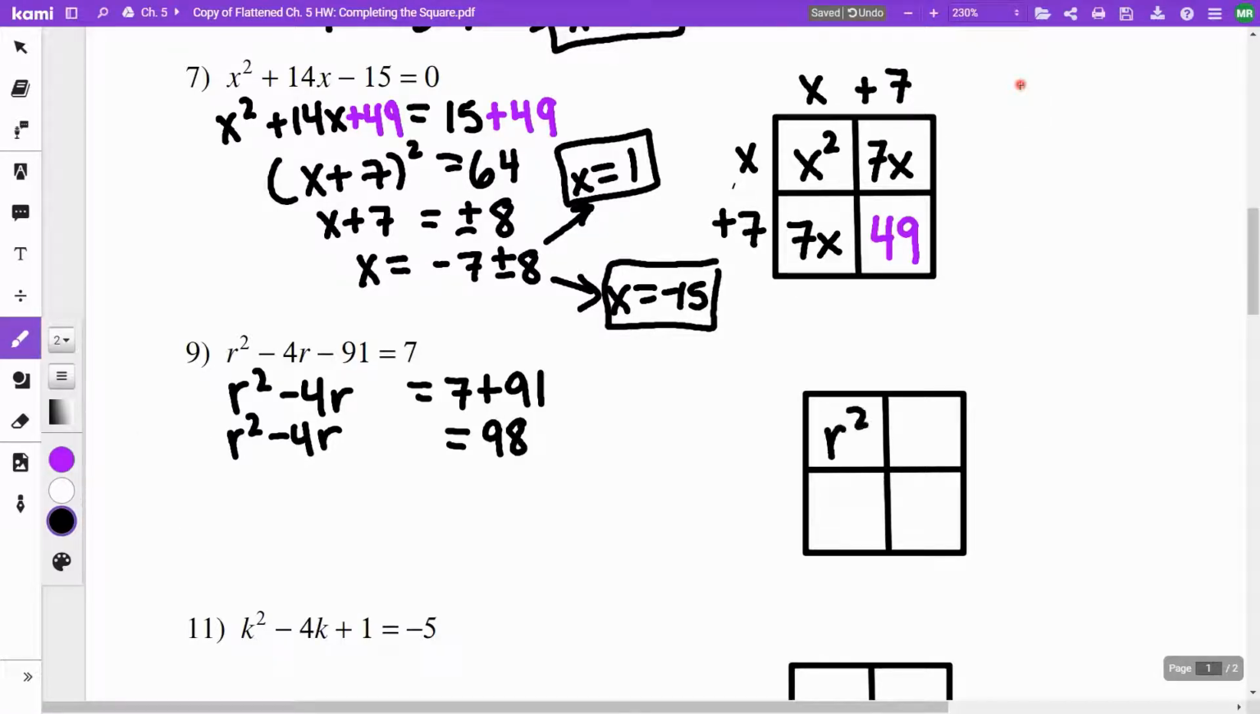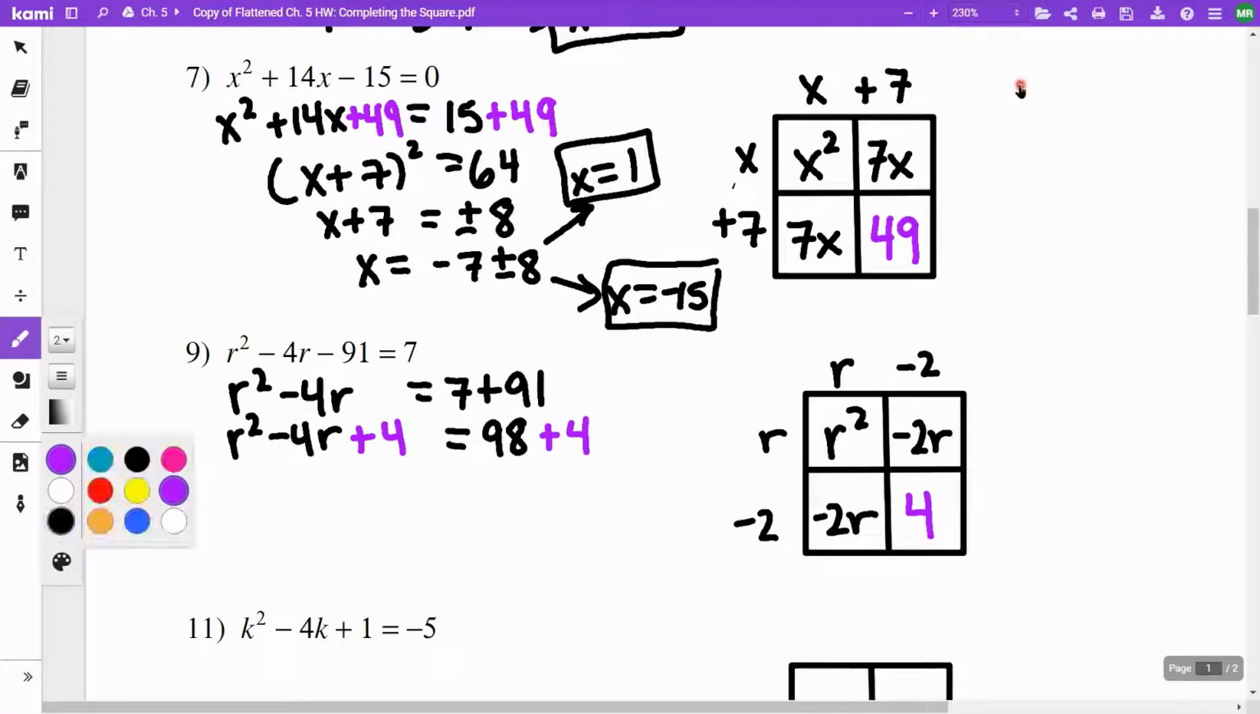So I have an r squared. My -4r is going to be split evenly as a -2r and a -2r. I'm really just taking half of the -4. So I'm going to get an r minus 2 and I'm going to get an r minus 2. Now, to make it a perfect square, -2 and -2 gave me a 4 here. So this should have been a +4 and this should have been a +4. So this is going to be an r minus 2 squared, because that's equivalent, is equal to 102.